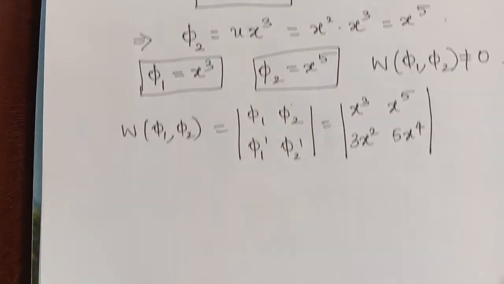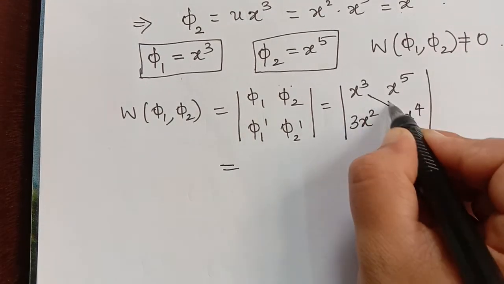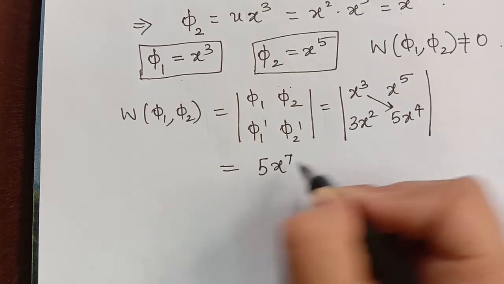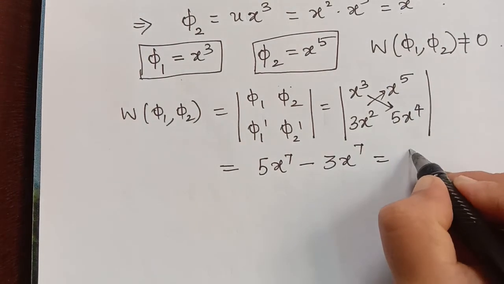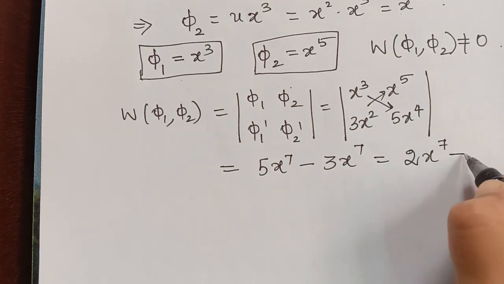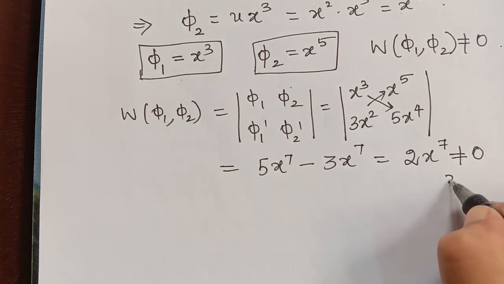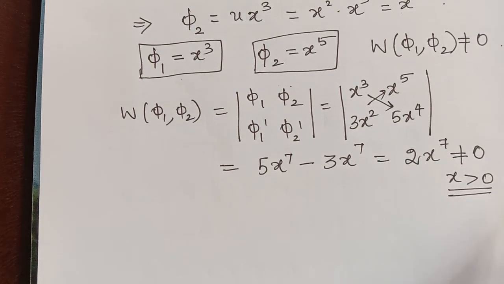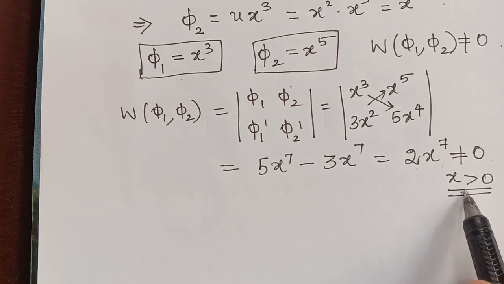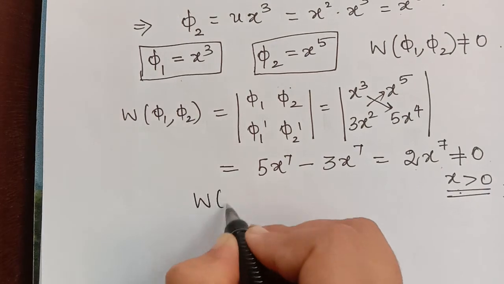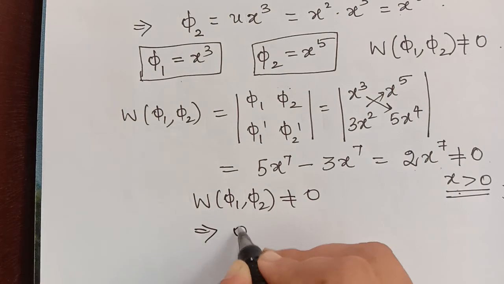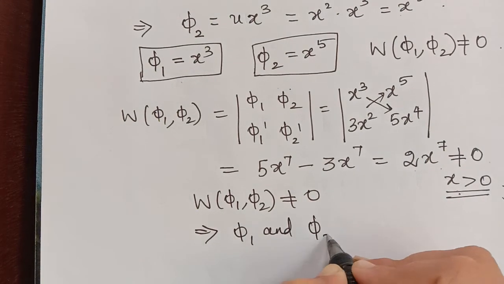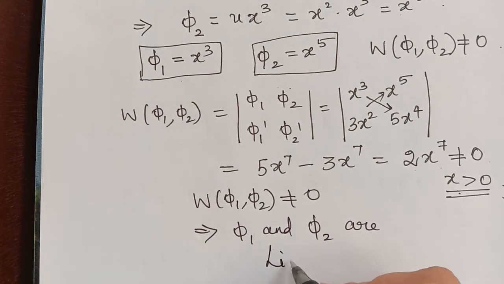So the determinant value is 5x to the power 7 minus 3x to the power 7. So that's equal to 2x to the power 7. And this value is not equal to 0 since we know that x is greater than 0. Therefore this is not equal to 0 because in the question it is given that x is greater than 0. So the Wronskian of phi 1 comma phi 2 is not equal to 0, which implies phi 1 and phi 2 are linearly independent.